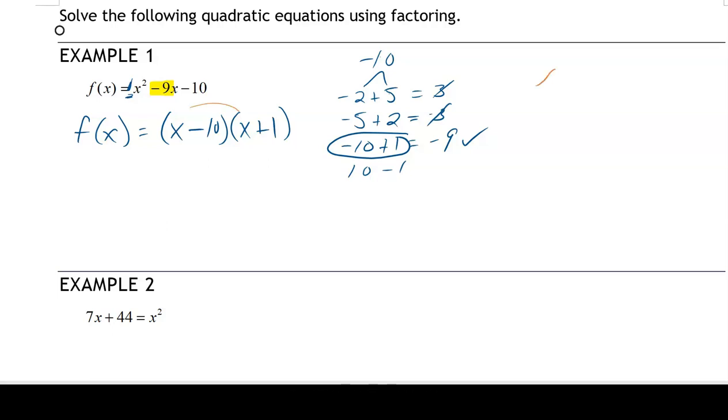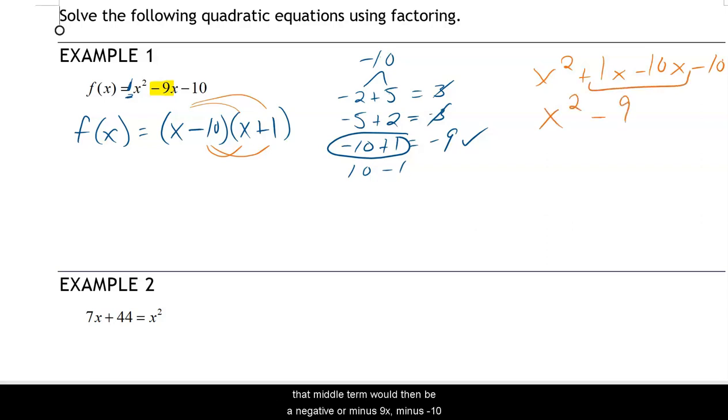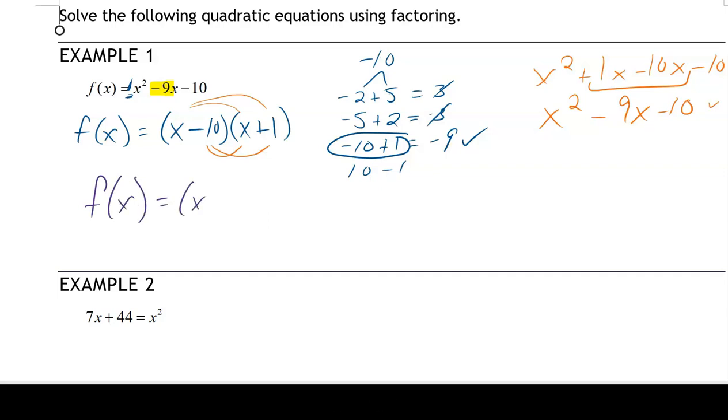So x times x would be x squared. X times 1 would be 1x. Negative 10 times x would be negative 10x. And negative 10 times 1 would be negative 10. So if I combine my like terms, I would have x squared. That middle term would then be a minus 9x, minus 10. So it does check out correctly. So my final answer in factored form would be f of x equals (x minus 10)(x plus 1).